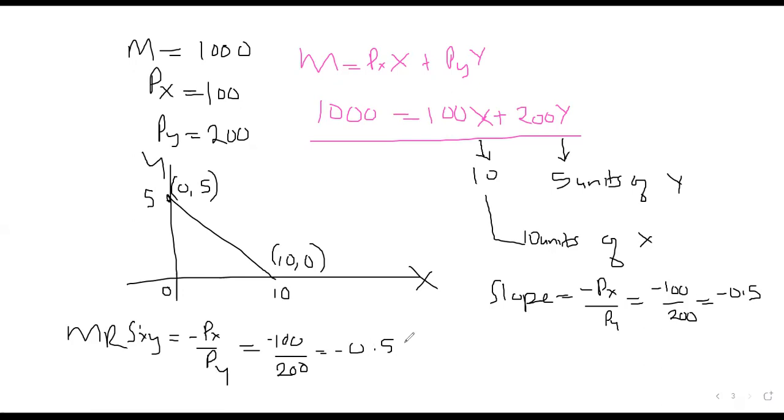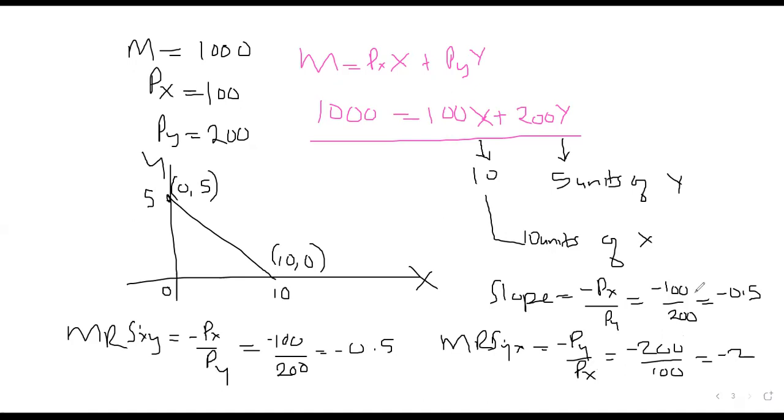If they ask you to find the marginal rate of substitution y for x, it is the negative price of y over price of x. So this is what? Negative 200 over 100, which is negative 2. So it means for every 1 unit of y, you substitute with 2 units of x. That's what it means.